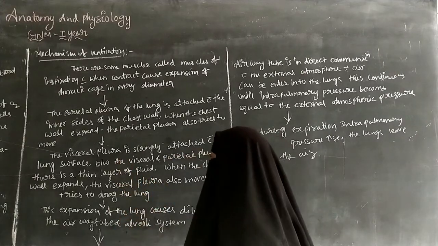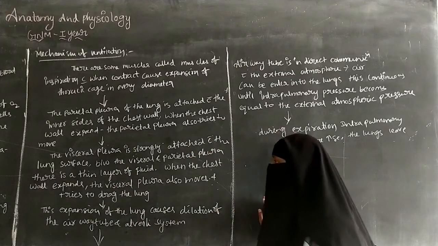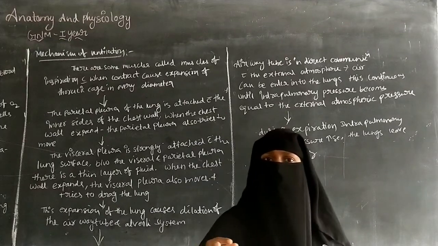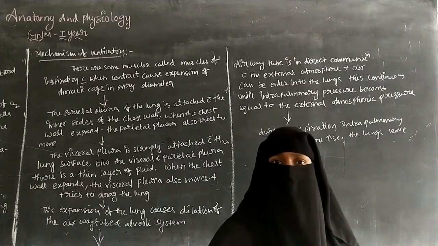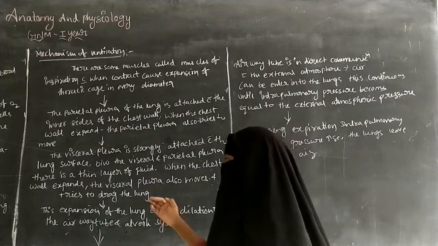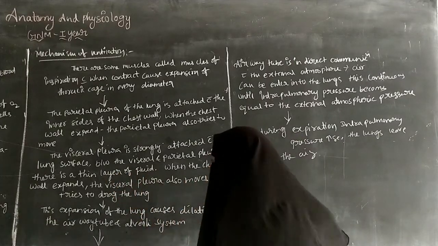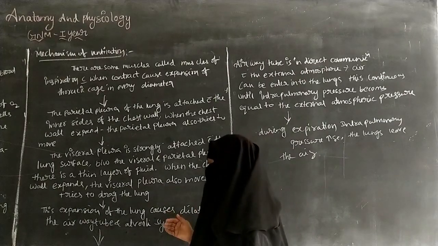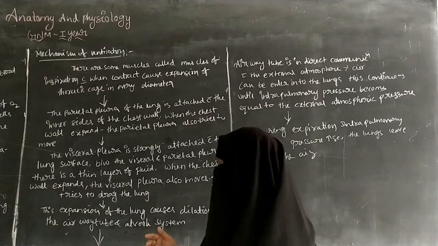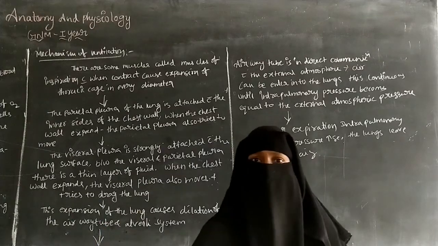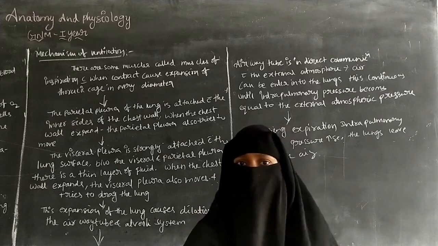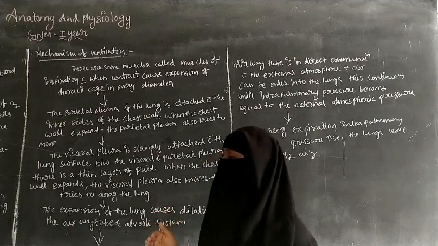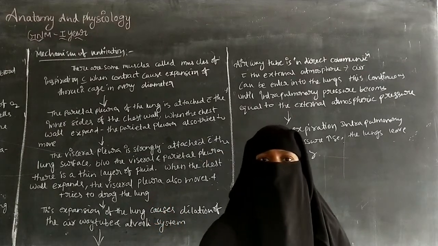Between the visceral pleura and the parietal pleura there is a thin layer of fluid. When the chest wall expands, the visceral pleura also moves and tries to drag the lungs. So the visceral pleura also tries to pull the lungs during inspiration.